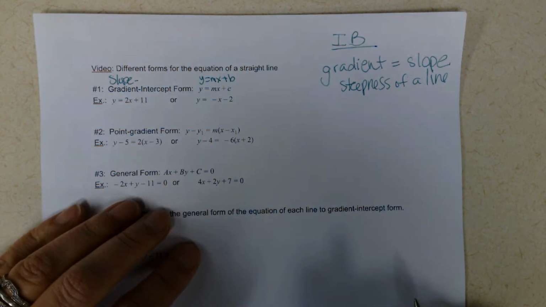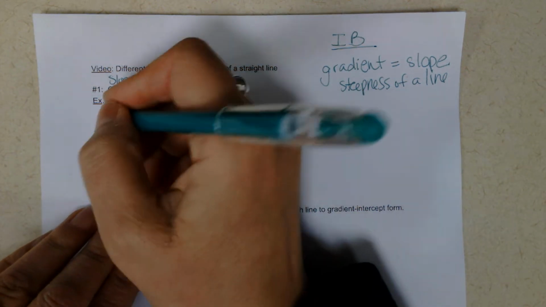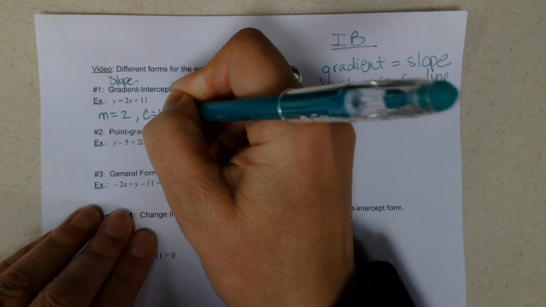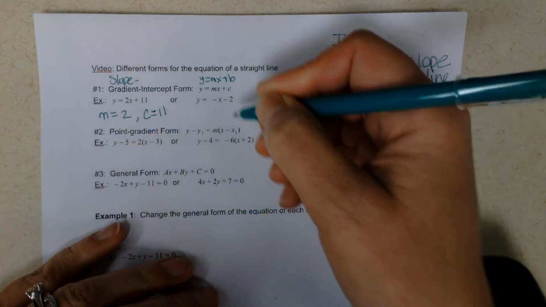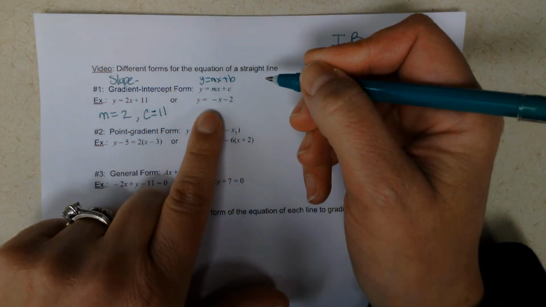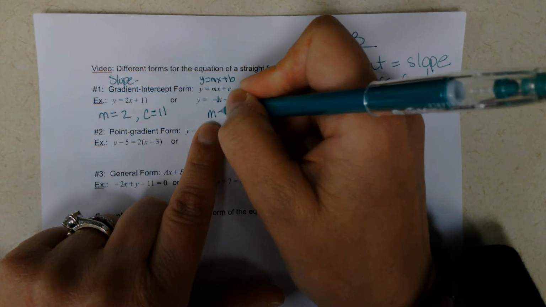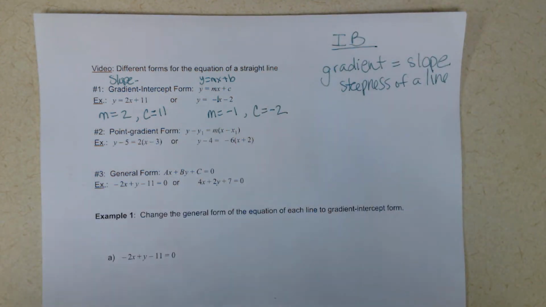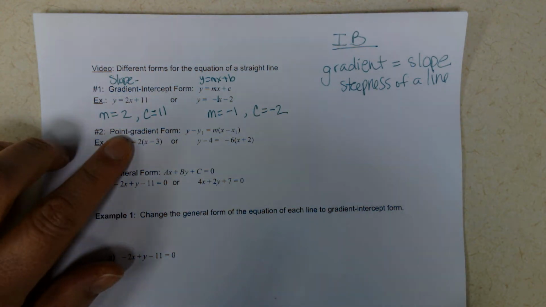Let's look at our two examples, which you're hopefully familiar with by now. y equals 2x plus 11, where our slope, our m, would be 2, and our y-intercept would be 11. I wrote that as c equals 11. Usually we write it as b equals 11. Or y equals negative x plus 2. If we put a 1 in here, our slope is going to be negative 1, and our y-intercept is going to be 2.